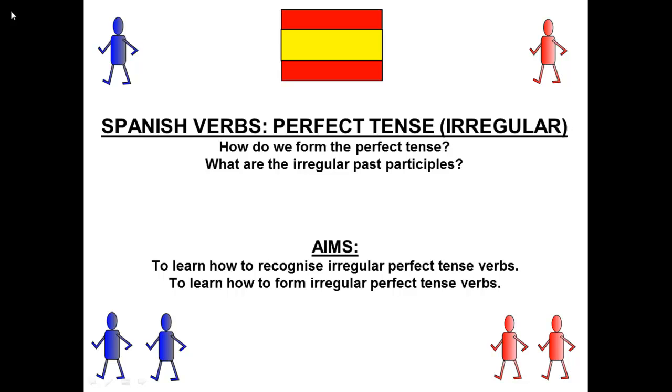Today we'll look at Spanish verbs in the perfect tense with a focus on irregular past participles. We'll look at how we form the perfect tense and what the irregular past participles are. Our aims are to learn how to recognise irregular perfect tense verbs and to learn how to form irregular perfect tense verbs.